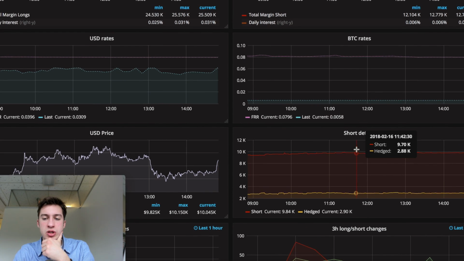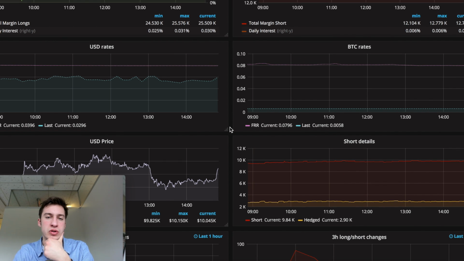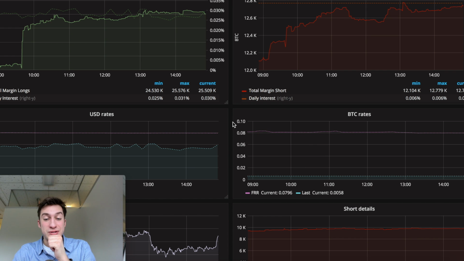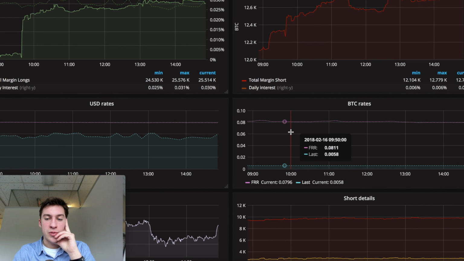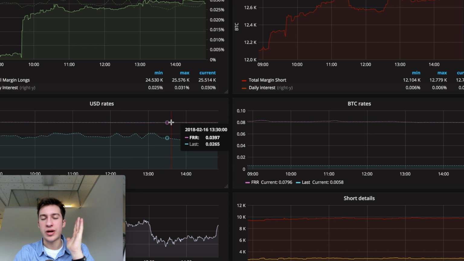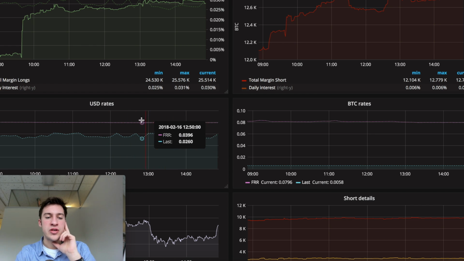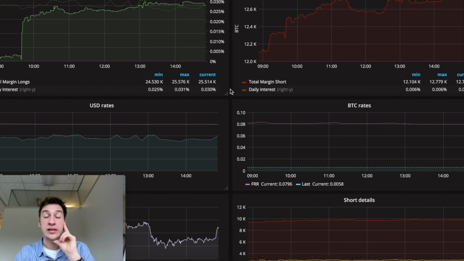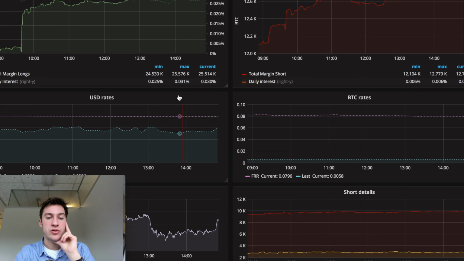Short details, this is just the shorts that are hedged, and you can see the hedge rate as compared to the shorts to show how conservative or aggressive these shorts are in the market. And then here we have the interest rates. We have our BTC interest rates and our USD interest rates. The USD interest rates I'm not going to be talking about as much today. Reason being, these are USD interest rates throughout Bitfinex. So if you want to get leverage to go long on, let's say, Bitcoin or Ethereum, whatever, you could take out somewhat of a loan for USD and go long.